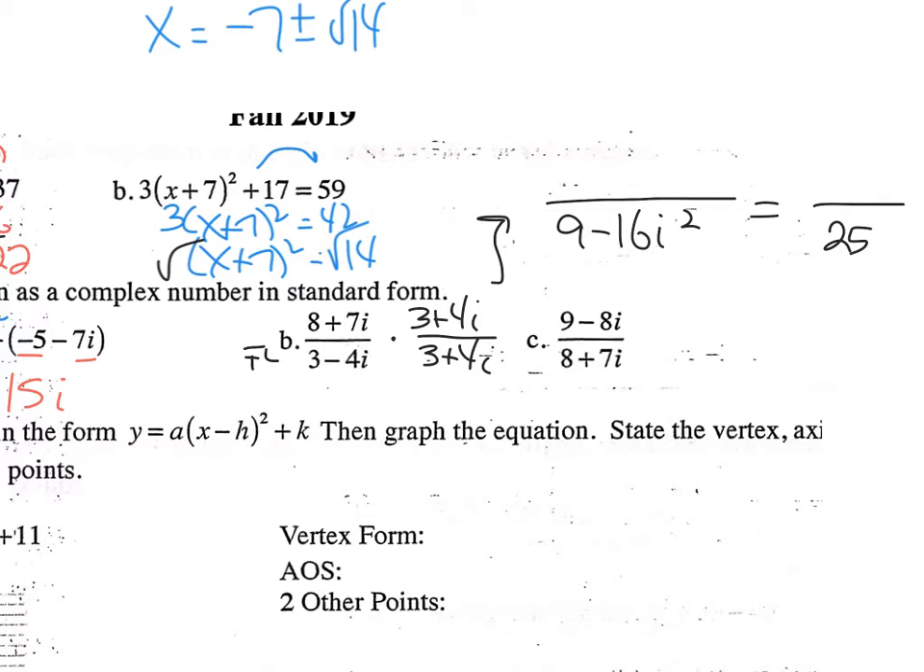On the top, do FOIL first, outer, inner, and last. And don't leave it like that. Remember, i squared is negative 1, so it's really a negative 28. 24, negative 28 is negative 4. And add your two i's in the middle. 32i plus 21i, 53i.